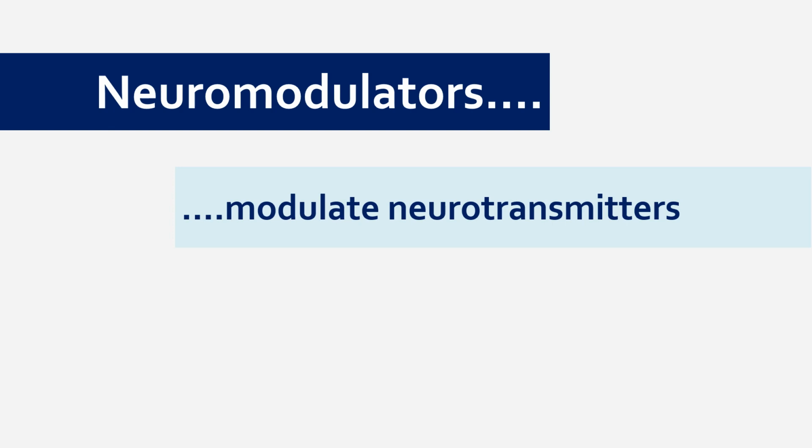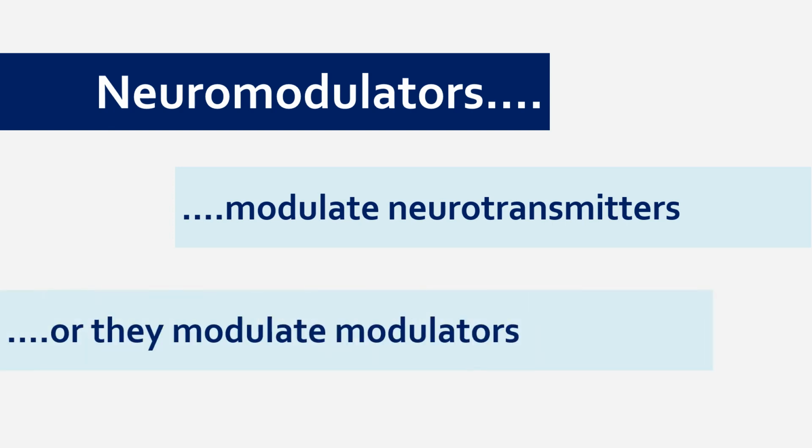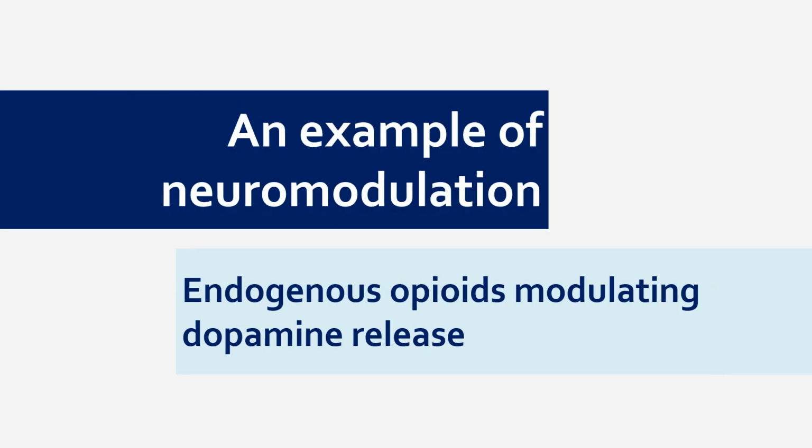What is a neuromodulator? A neuromodulator normally modulates a neurotransmitter, or it can modulate another neuromodulator. This is getting quite complicated, so I'm going to give you a very simple example of neuromodulation.